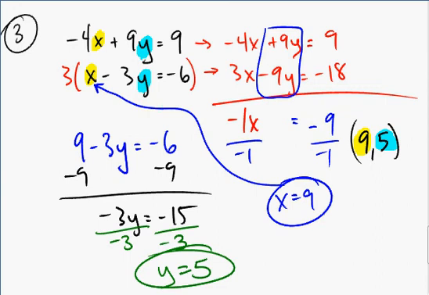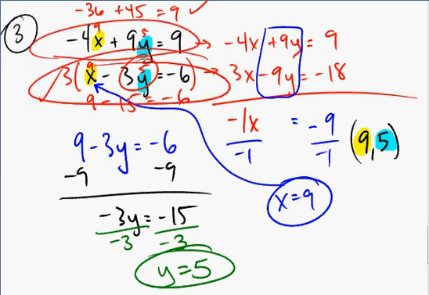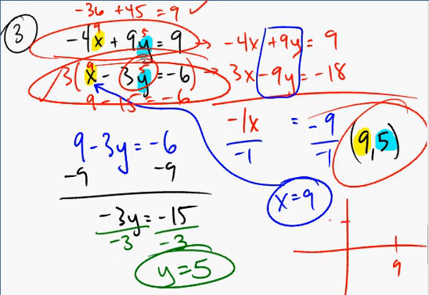Okay? So, if this is 9, and this is 5, this would be negative 36 plus 45. Does that make 9? Yes. If this is 9, there would be 9 minus 15 equals negative 6. Is that right? Sure is. Okay? So, where do these lines cross each other? Right there. 9 and 5. Okay? Any questions yet? No?